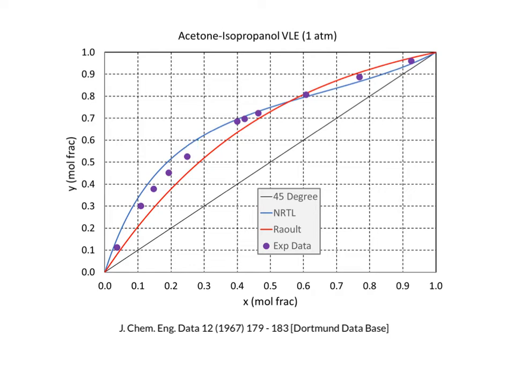For the purpose of this demonstration, I don't really have time to do extensive research on this. If I was actually designing an acetone isopropanol distillation process, I might want to spend a little bit more time making sure that I'm using good VLE data. But for right now, let's just go ahead and use what ChemCAD gives us.